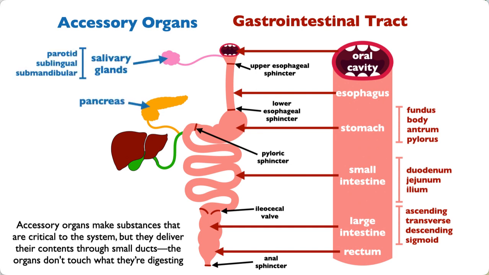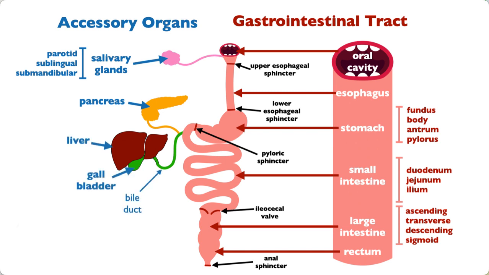So the salivary glands are an accessory organ that empty their contents into the oral cavity. And the pancreas, liver, and gallbladder, actually the gallbladder doesn't make anything, it just stores, but still, they all empty their contents into the small intestine, the first part of it actually known as the duodenum.